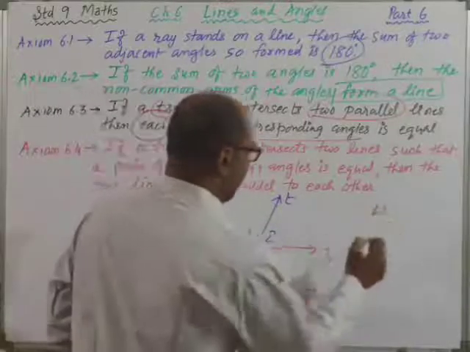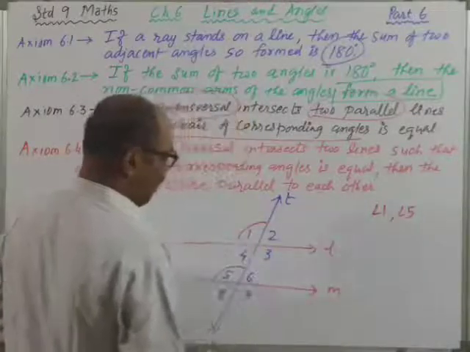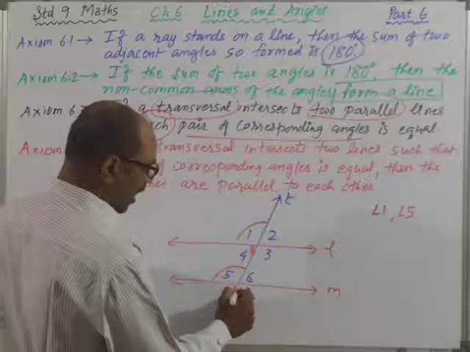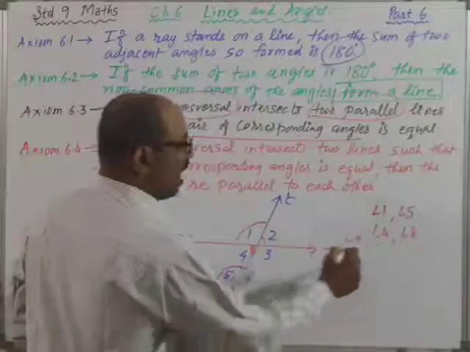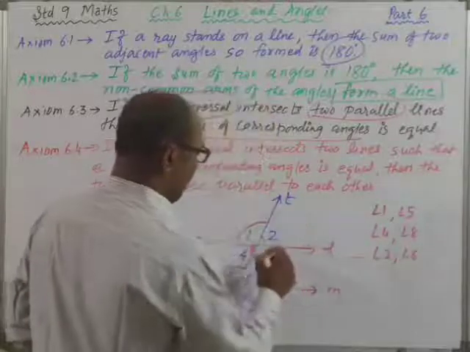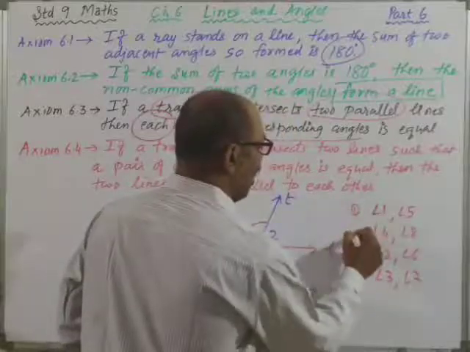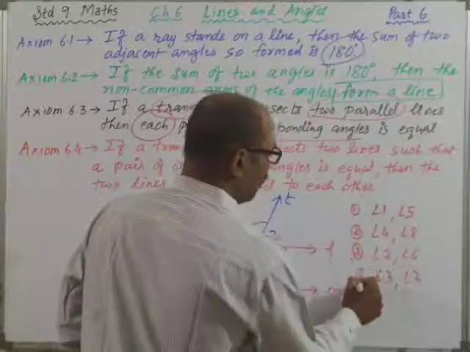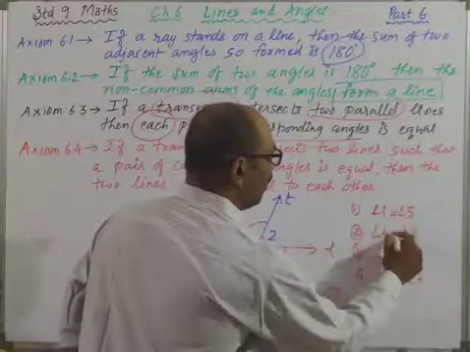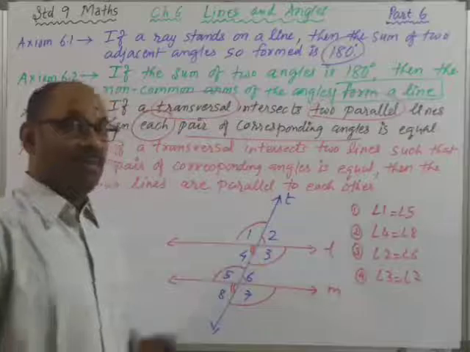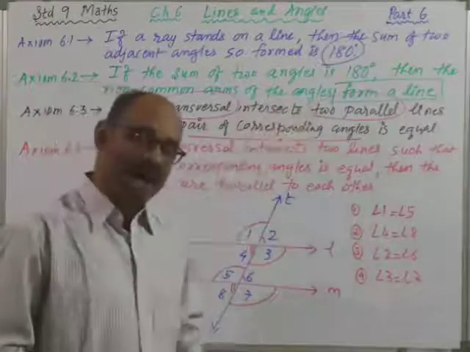So angle 1 and angle 5, that is the first pair. Then angle 4 and angle 8. Same way, angle 2 and angle 6, and angle 3 and angle 7. These are 4 pairs of corresponding angles. They are equal, children. But when are they equal? If these are corresponding pairs of angles formed by a transversal of parallel lines.